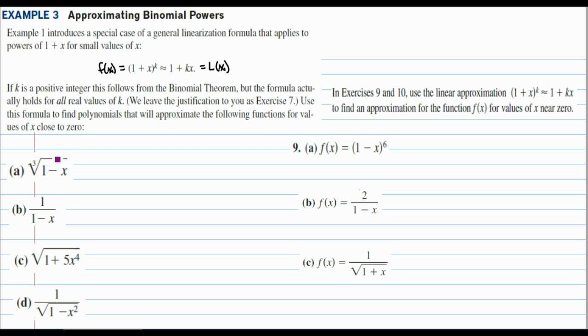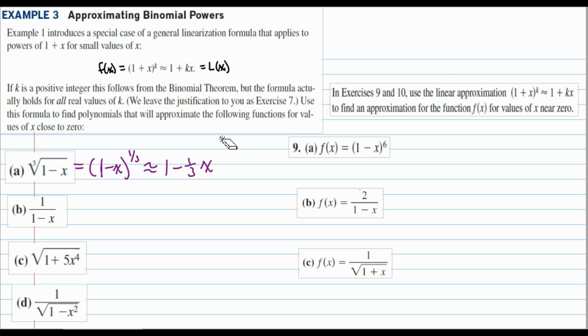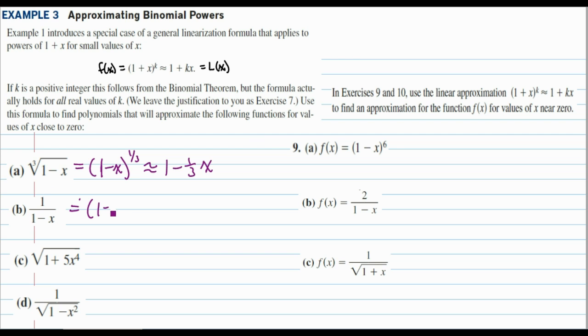So for example, the cube root of 1 minus x, which is 1 minus x to the 1/3 power, by this then can be approximated by 1 minus 1/3 x. So 1 minus x over 3. 1 over 1 minus x, well, that's 1 minus x to the -1, so that can be approximated by 1 and then plus 1x, or just x.